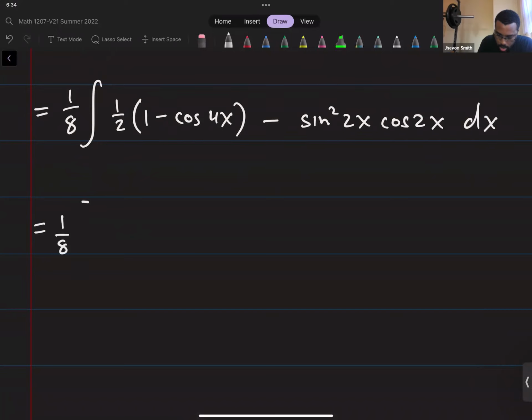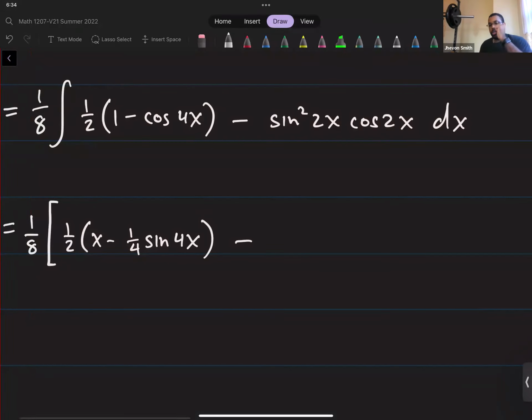So this would end up being x minus 1/4 sine 4x. To this one, I have the cosine factor out there, so I'm just going to do a u equals sine. The du would be cosine, so this should end up with something like 1/2 sine cubed 2x.